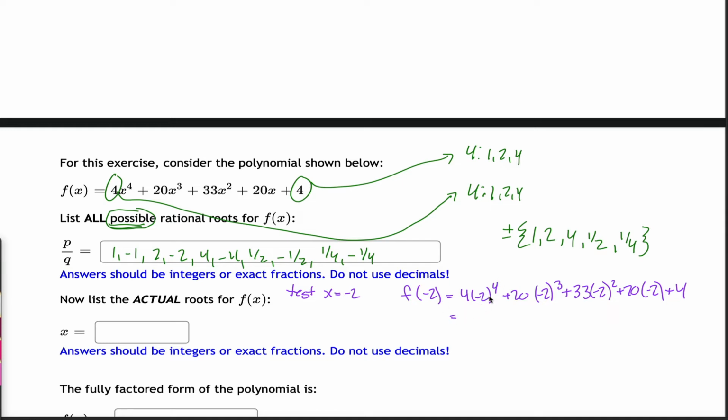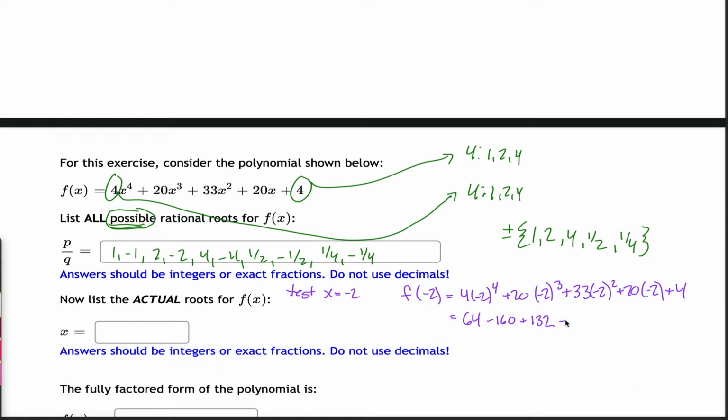-2 to the 4th power is positive 16, and 16 times 4 is 64. -2 cubed is -8, and -8 times 20 is -160. -2 squared is positive 4, 4 times 33, 3 times 33 is 99, and another 33 would be 132, I think.